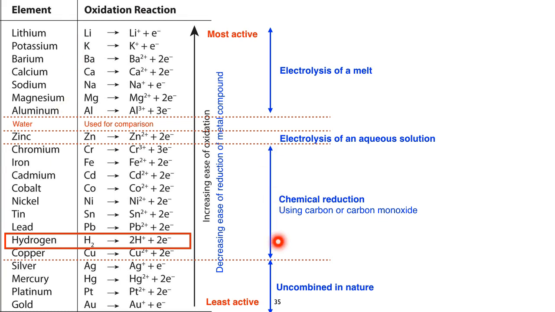You've got chemical reduction that can be used using carbon or carbon monoxide. That might be through the addition of some heat as well. And then you've got a range of metals which typically are uncombined, so we don't need to worry about these methods of reduction.